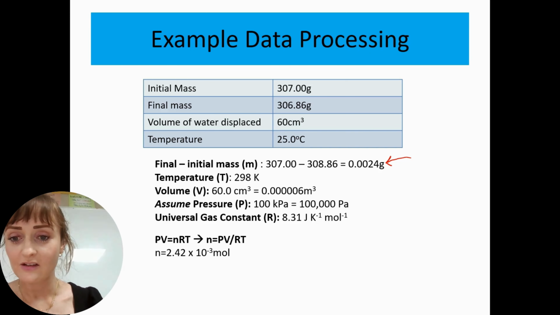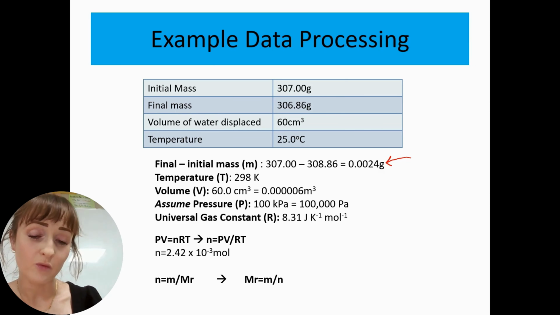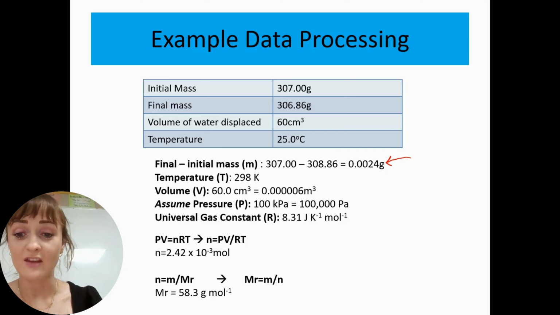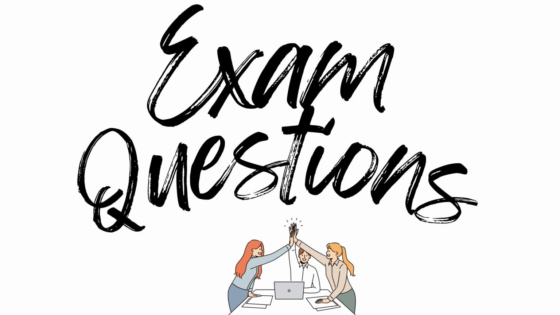When I do that, my number of moles works out at being 2.42 × 10^-3 moles. And now that I know the number of moles and I know the mass of the gas that was added, I can use that to identify the molar mass of the gas that's present.